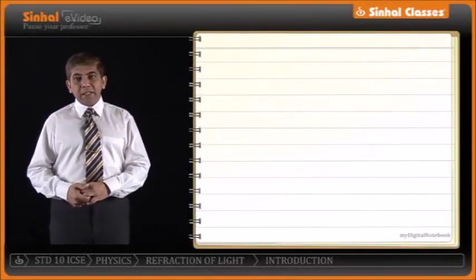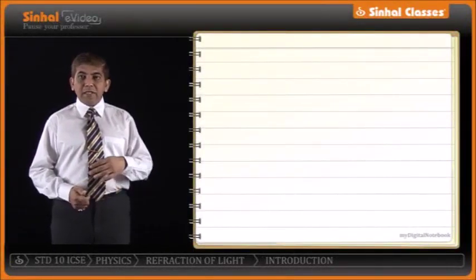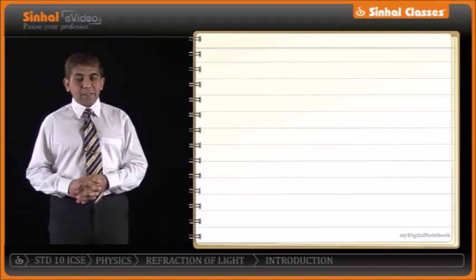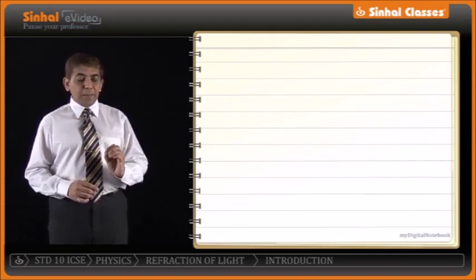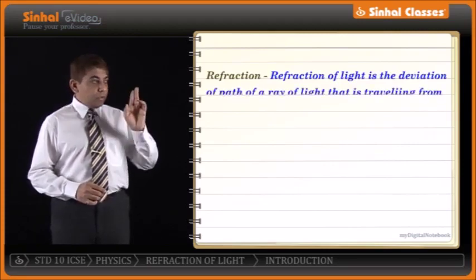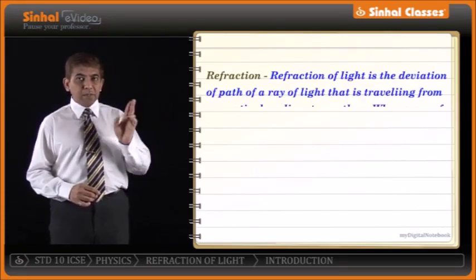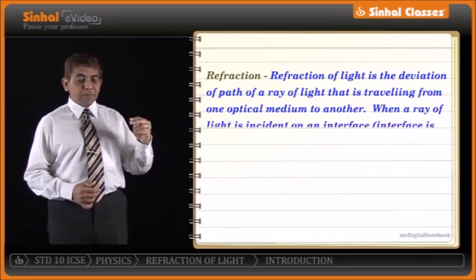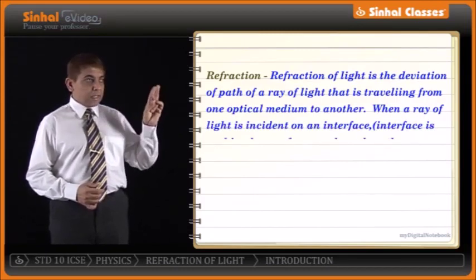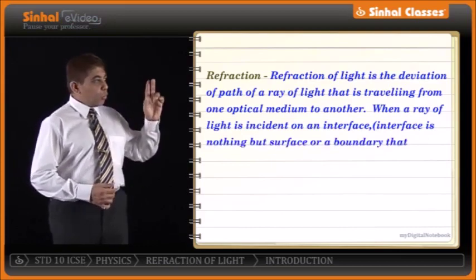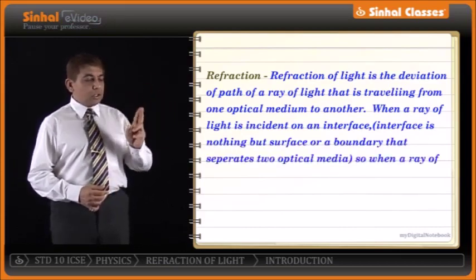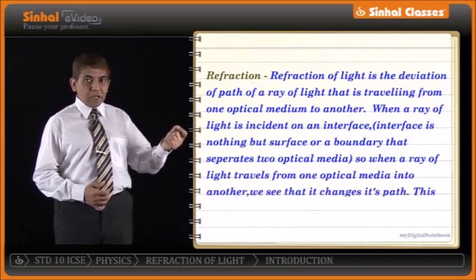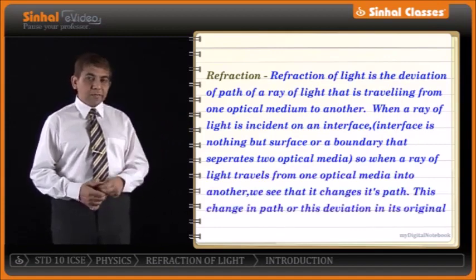During 9th standard, we studied about reflection of light also. Here we are studying a different phenomenon, that is refraction of light. How do we define refraction of light? Refraction of light is nothing but the deviation of path of a ray that is traveling from one optical medium to another. So, when a ray of light is incident on an interface, which is nothing but a surface or a boundary that separates two optical media, and travels from one optical medium into another, we see that it changes its path. This change in path or this deviation in its original path is called refraction.